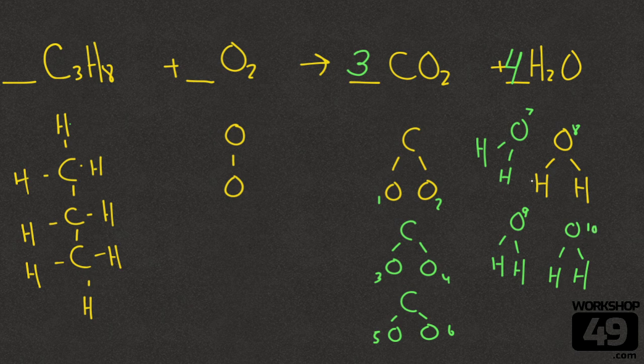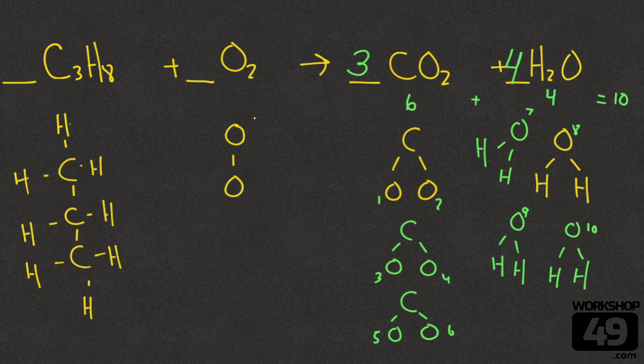If you did not want to draw these out, you could have done this by multiplying 3 CO2s. 3 times 2 would have given us 6 here. On the H2Os, there's 1 per. 4 times 1 is 4. Add them together, it's still going to give you 10 oxygens. On the left-hand side, we only have 2 oxygens.